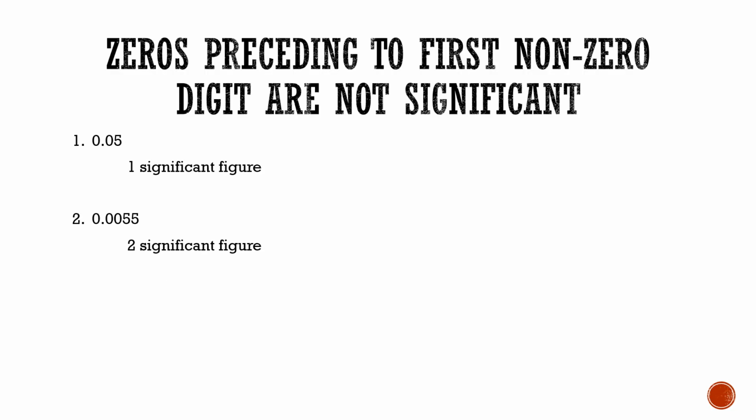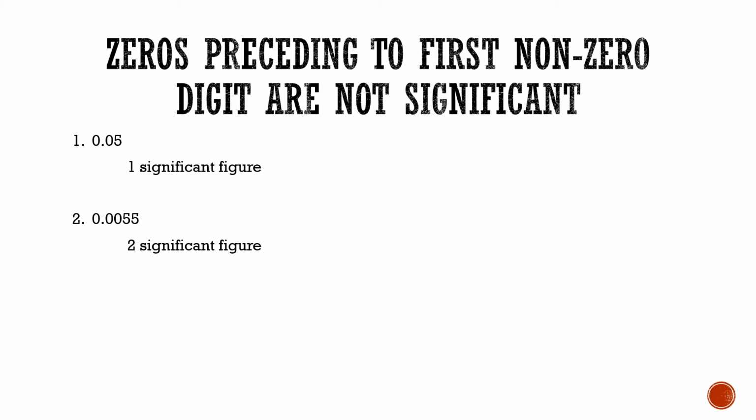So the second rule is the zeros preceding the first non-zero digit are not significant. For example, when we have the number 0.05, this number has one significant figure because the 0 preceding the 5 has no meaning as a significant figure. That's why this number has only one significant figure. So every 0 preceding any non-zero digit will not be counted in the significant figures.